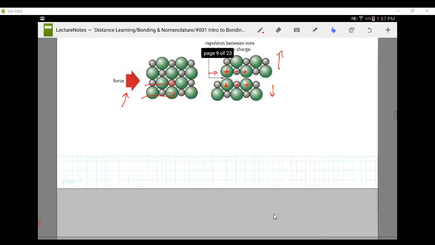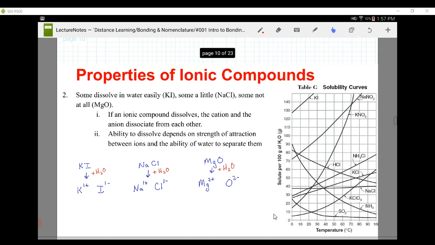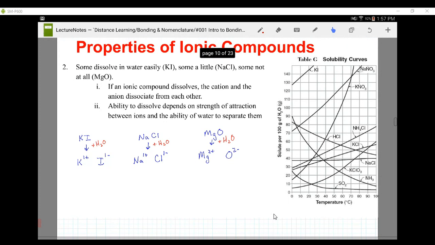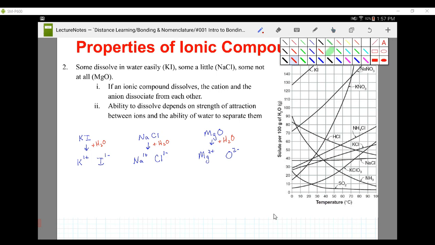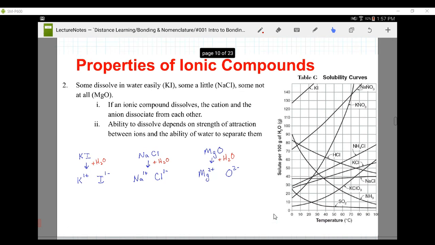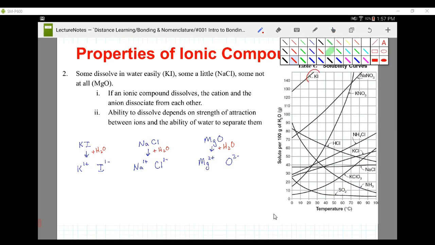Another property that this plays a role in is something that we have talked about a little bit already back when we were doing crystals, which is solubility. From the solubility curve here, I pulled out a couple different compounds, one of them being potassium with iodine, called potassium iodide. We have sodium chloride, and then magnesium oxide, which isn't even on the chart because it doesn't dissolve at all. Now, why do these three things have such varying differences in terms of how well they can dissolve? Well, we need to keep in mind that when an ionic compound dissolves, the positive and the negative ions are going to separate from each other.